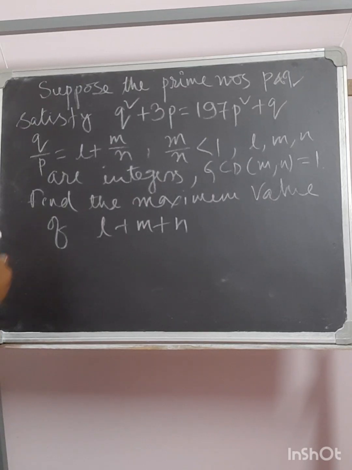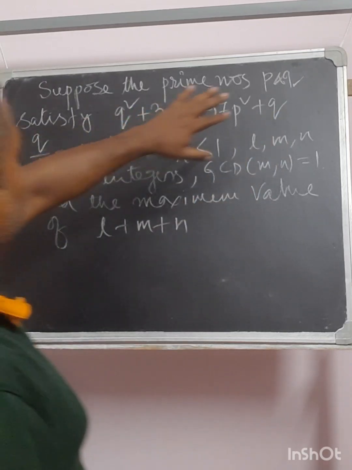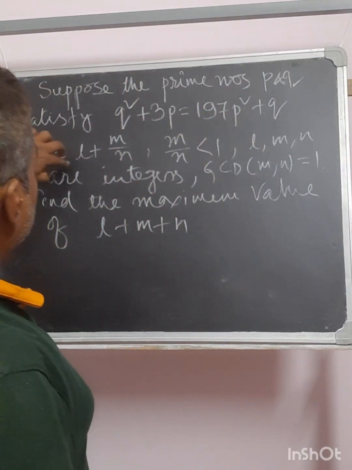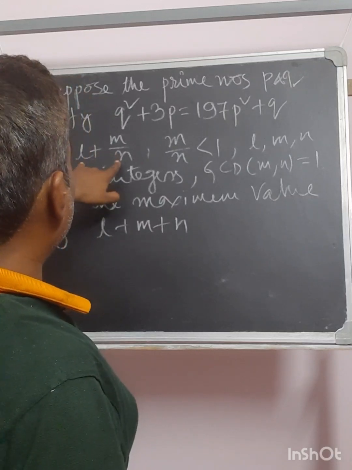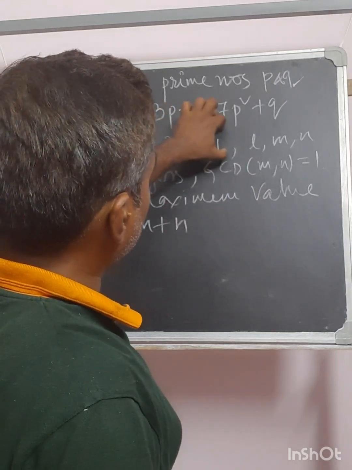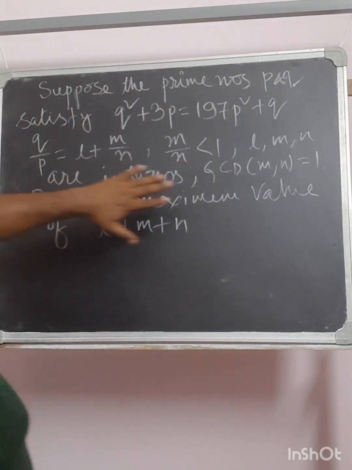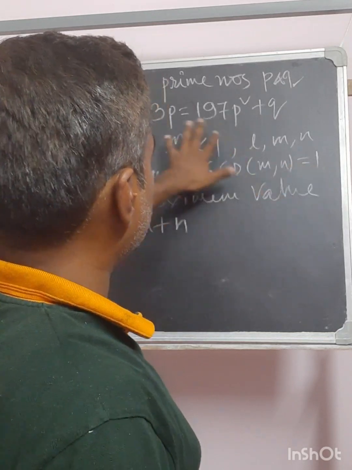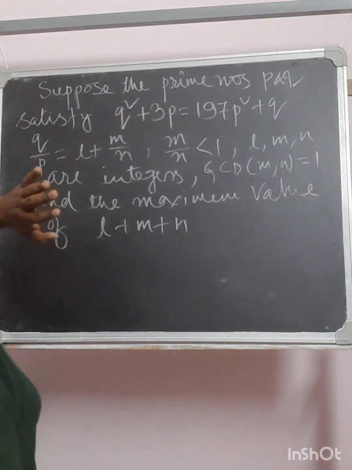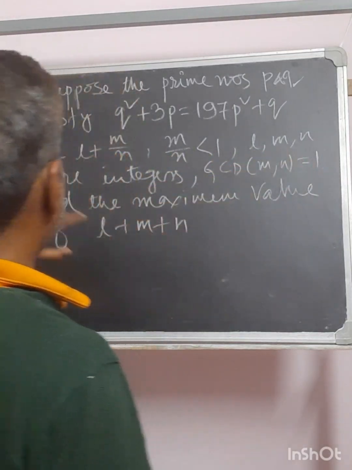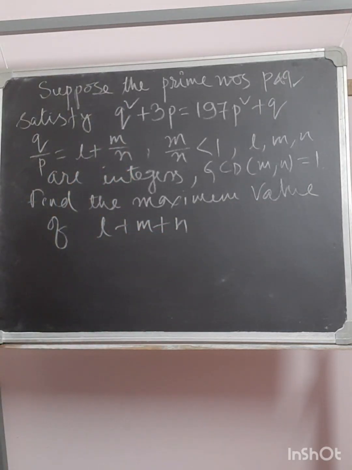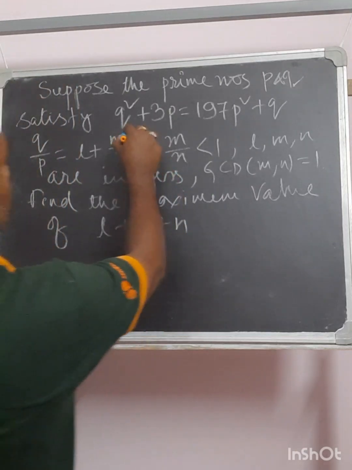So this one expression is given where P and Q are prime numbers. The ratio of Q upon P is L plus M by N, where L, M, N are integers. The condition is that M by N is less than 1 and GCD of M and N is equal to 1. That means M and N are not multiples of each other, neither are they the same. So these are different integers. Find the maximum value of L plus M plus N. This is the thing you have to calculate. Now I will start with the expression.